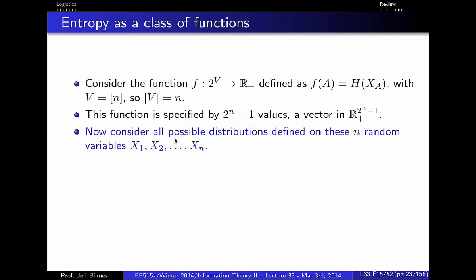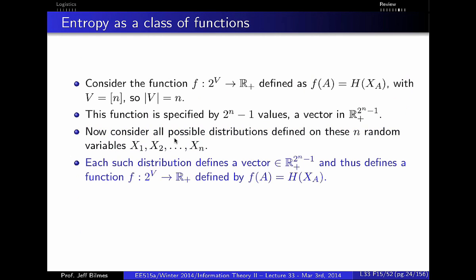Now consider all possible probability distributions over n random variables. Because what we're changing now is the set of probability distributions. And then we're asking, when we change this set of probability distributions, and we look at this corresponding set of vectors, the 2 to the n minus 1 length vectors, how general is that vector set? Is that a cone? Is it convex? Is it the same as the polymatroid functions?